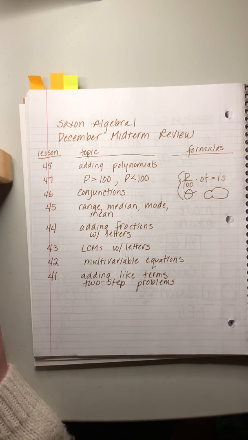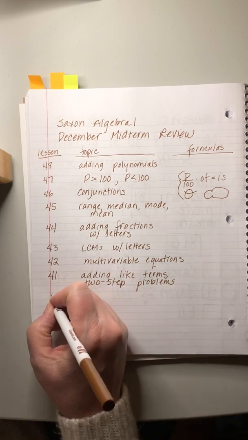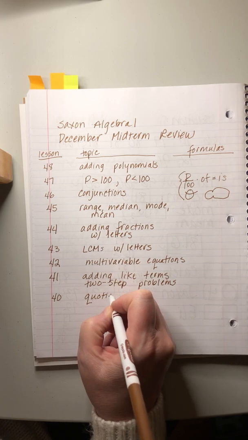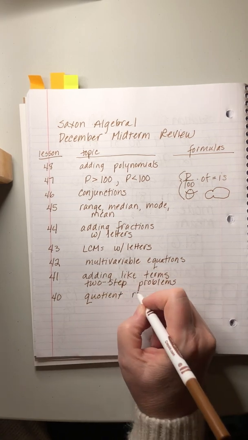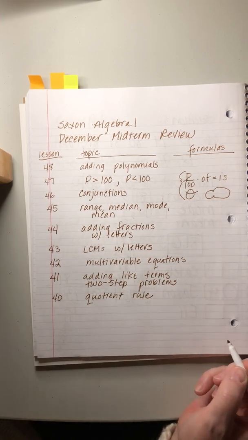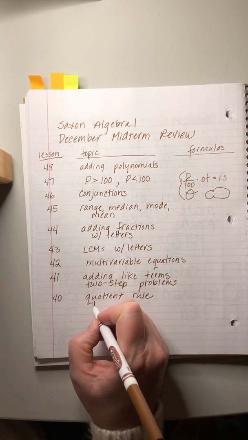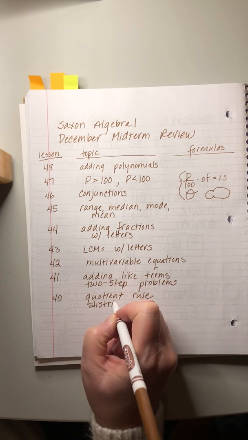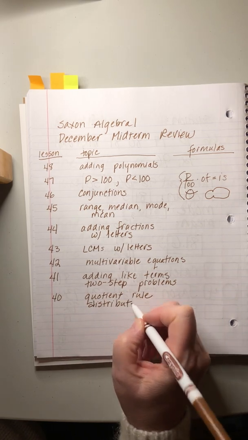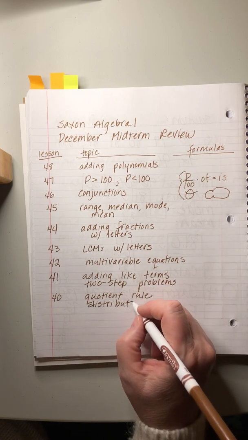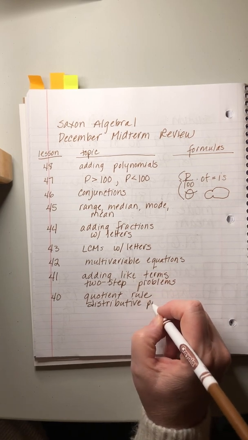40. 40 is using our quotient rule for exponents. And it's also got, it's kind of wrapped in together. It's also got some distributive property. You know those monstrous distributions that we have to do with all the kooky letters? Distributive property.